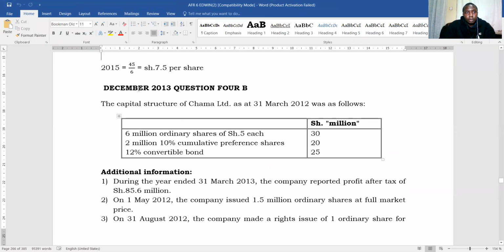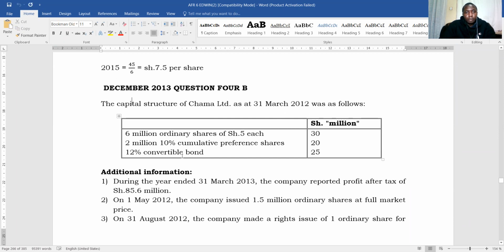So this is the question. They say that the capital structure of Yamaha Limited as at 1st March 2012 was as follows. We have 6 million ordinary shares of shillings 5 each. We have 2 million 10% cumulative preference shares. We have 12% convertible bonds.